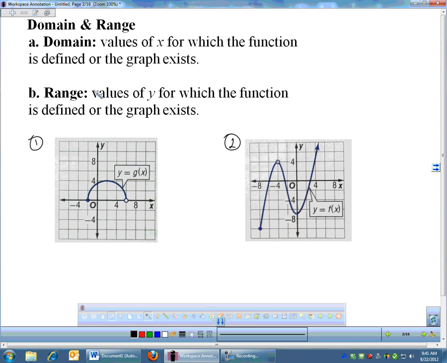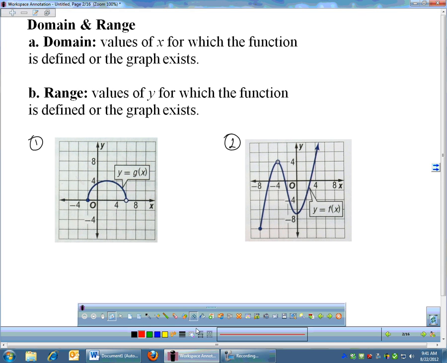So let's talk about domain and range. Remember, domain is the values of x for which the function or the graph exists. And here we're going to be looking at graphs. We're not going to be looking at equations, which is what we did in class yesterday. Then there's range, which is the values of y. So what I've got to do is describe all of the x values for which my graph does exist. And so let's look at number 1 here.